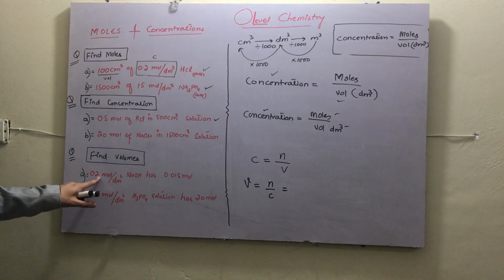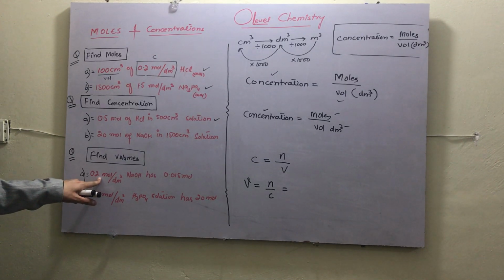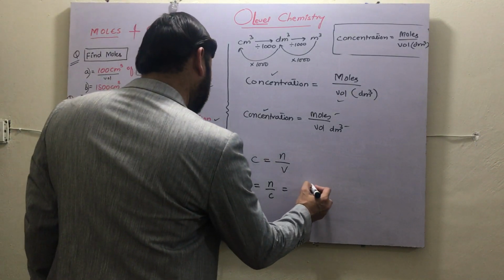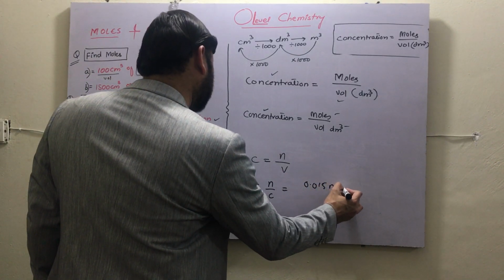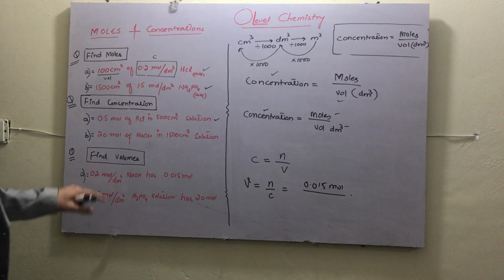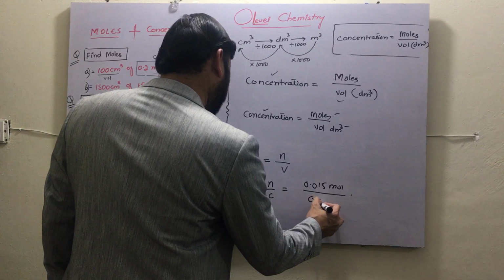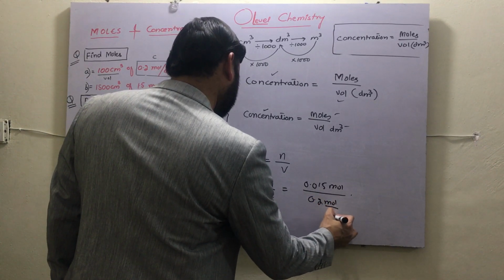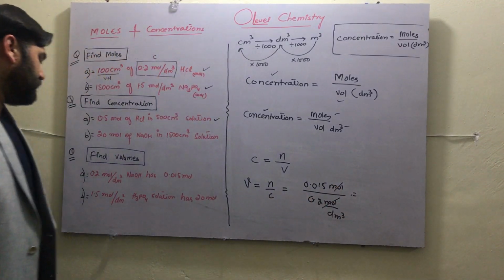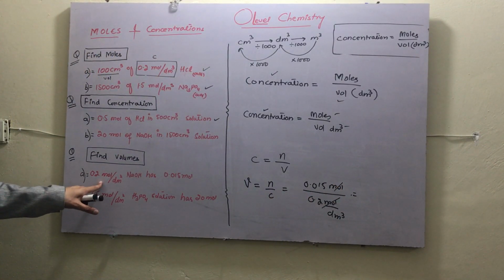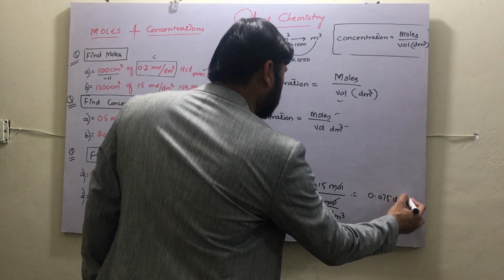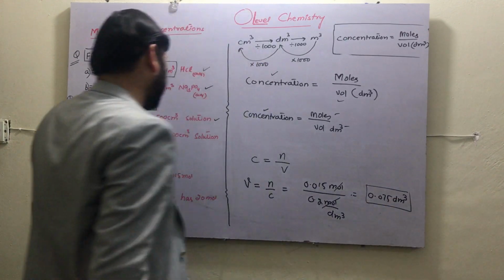So 0.5 mole per dm cube. This is the concentration, NaOH has 0.1 mole. So we can say 0.015 mole is given, and of course the concentration is 0.2 mole per dm cube. So mole will be cancelled with the mole. So the first answer of the same is 0.075. 0.075 dm cube will be the answer.